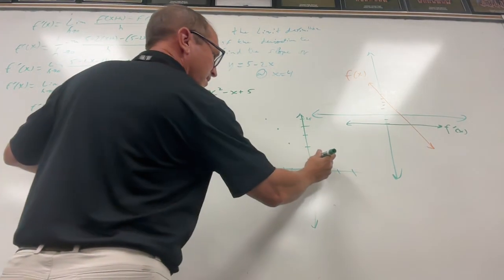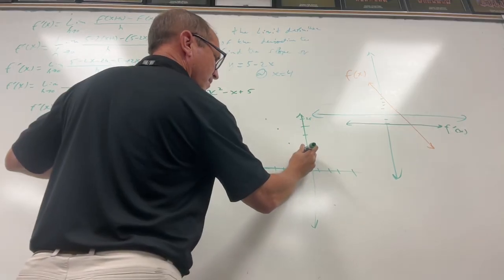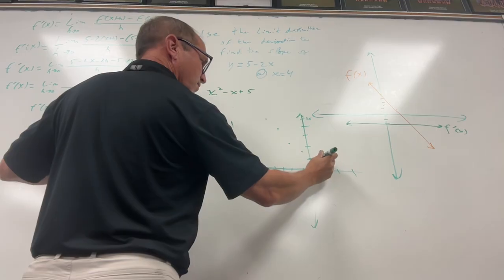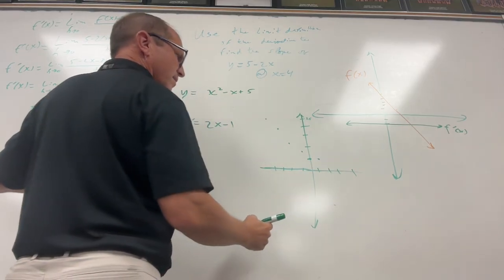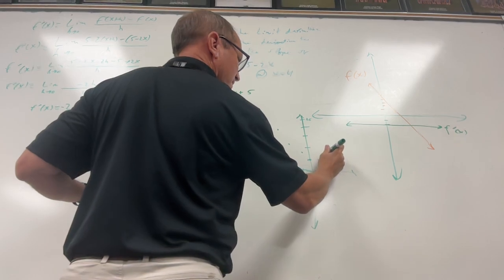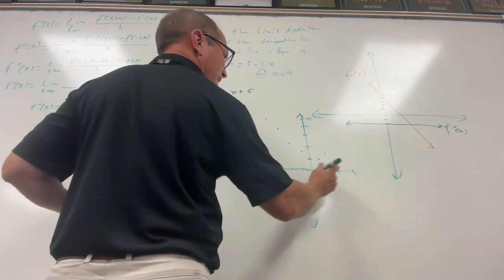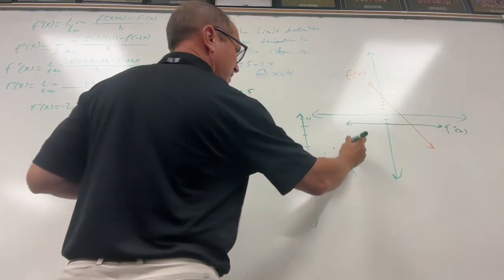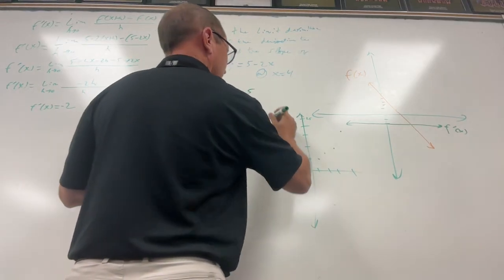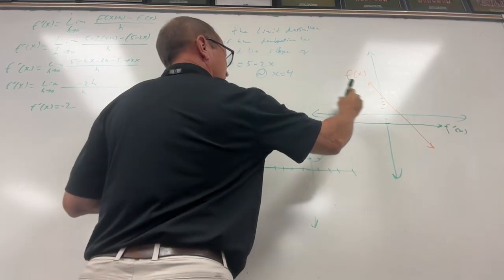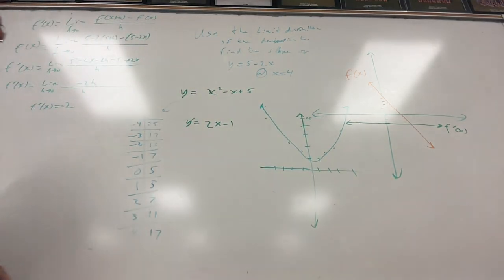Back 1 up 7. 0 is 5. And then 1 was 5. And then 2 is 7. 3 is 11. And then 4 was 17. All right. So, oh, this is the most atrocious parabola ever drawn. I didn't even come close to the dots.